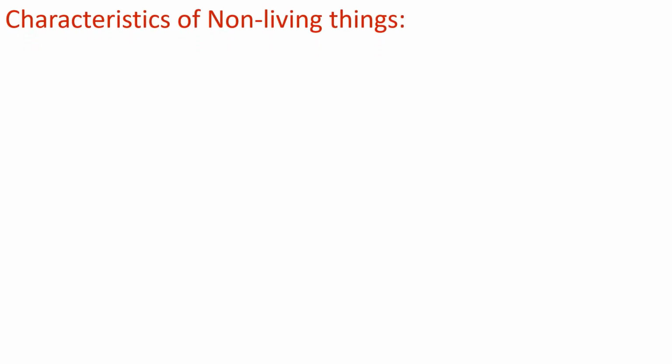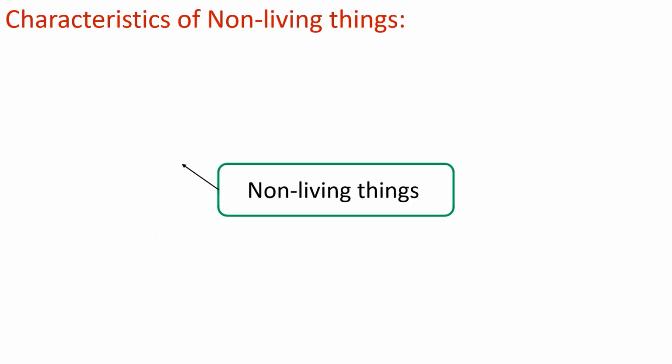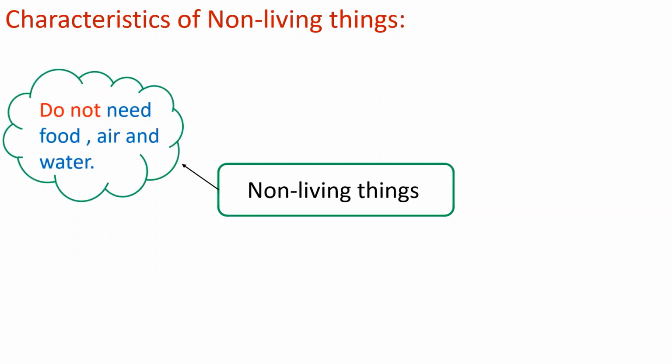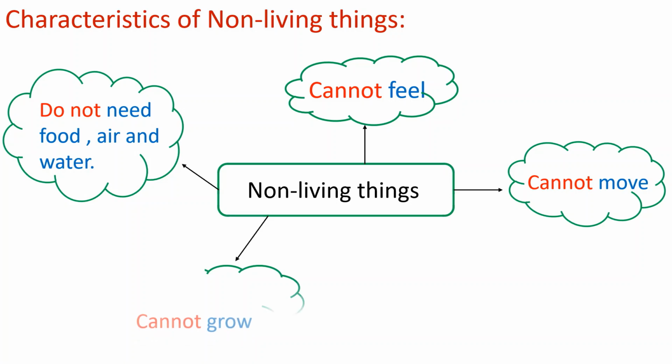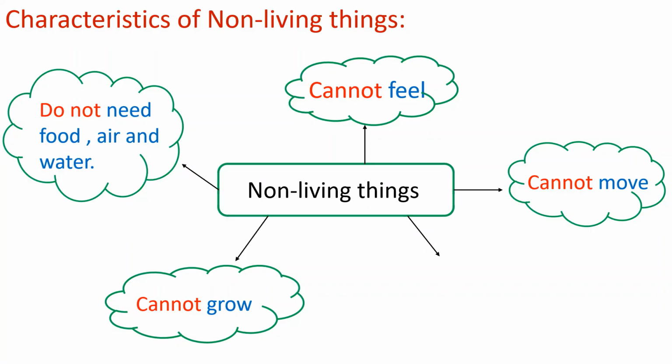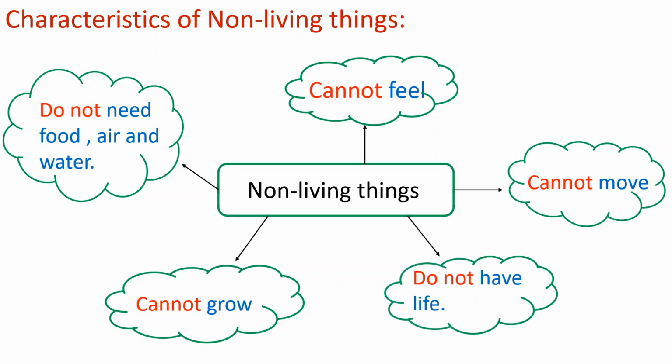What are non-living things? Things that cannot breathe, grow, move and cannot feel. They are called non-living things. And non-living things do not need food, air and water. Now let's see the characteristics of non-living things. Non-living things do not need food, air and water. They cannot feel. They cannot move. And they cannot grow. Non-living things do not have life.